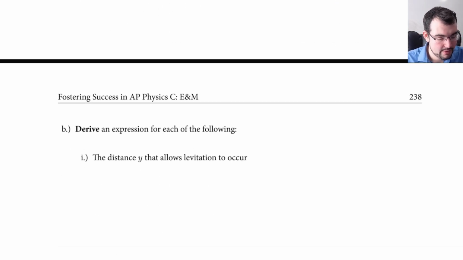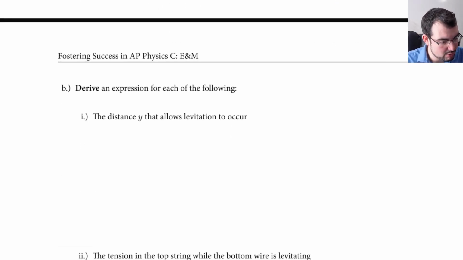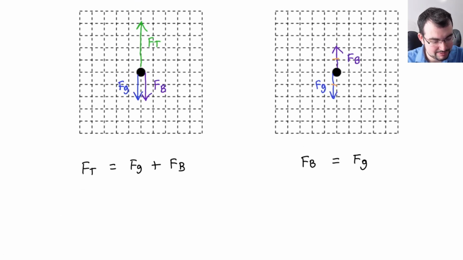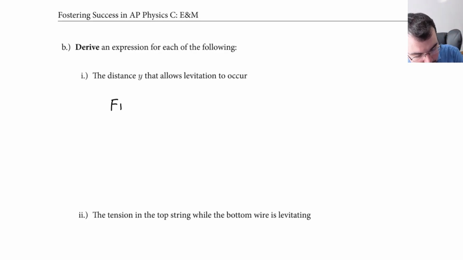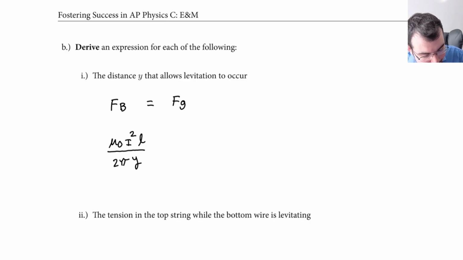All right. So let's do some expressions now. What distance allows levitation to occur? Well, if levitation is occurring, that means that the forces are balanced on this bottom wire. So it means that on the bottom wire, the magnetic force and the gravitational force are equal to each other. We do have an expression for the magnetic force between 2 wires. It's the same one from the lab question. It's mu naught I I L divided by 2 pi times the separation, which is y in this problem. And mg is our gravitational force as per usual.